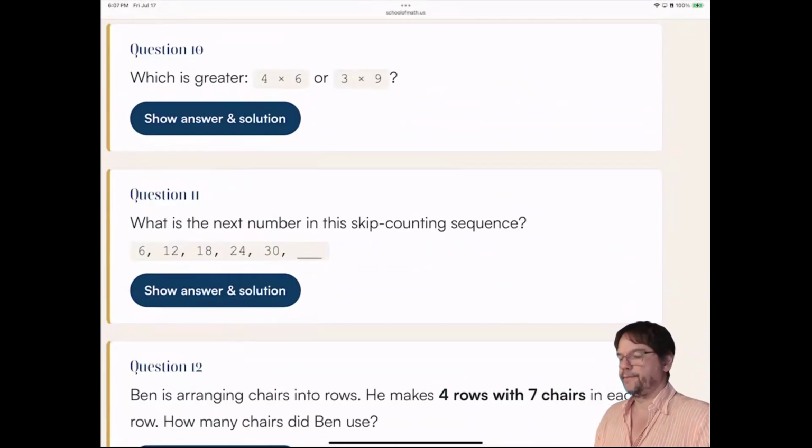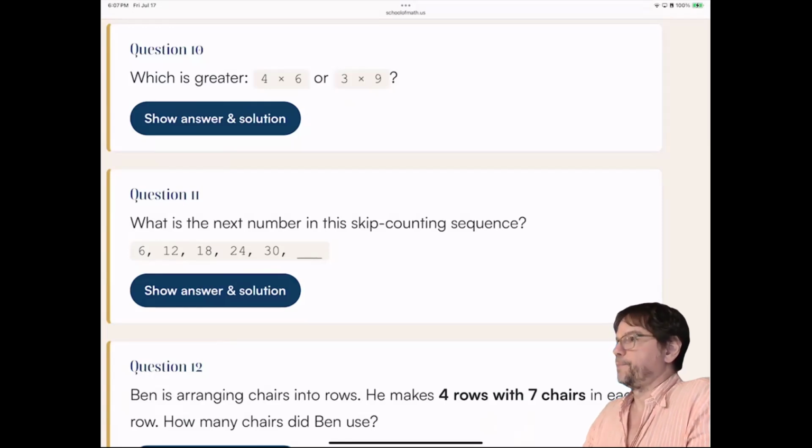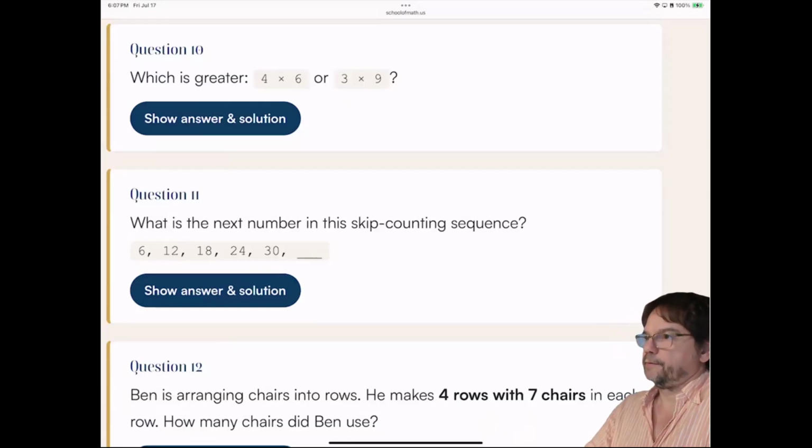Question number 10. Which is greater? 6 times 4 is? How much is 6 times 4 or 4 times 6? 24. And 3 times 9? Yes.